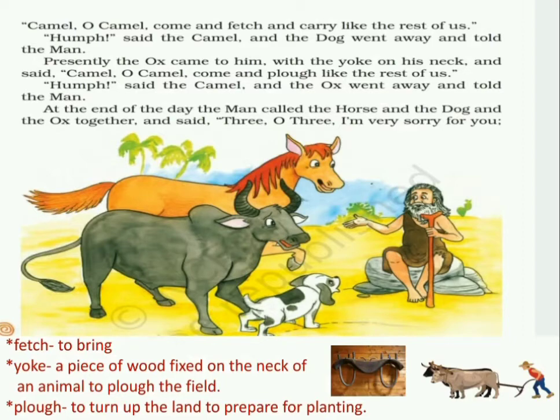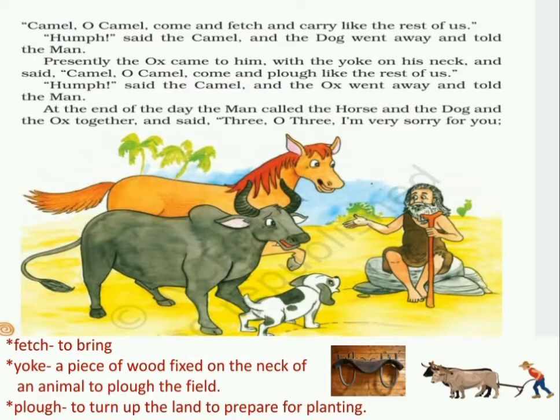Presently the ox came to him with the yoke on his neck and said, so now you can see here, children, yoke. Yoke means it is a piece of wood fixed on the neck of an animal to plough the field. Okay, here a picture is given now, right, at the bottom. Then that will be fixed on these animals, this ox, and it has to plough the field, right?